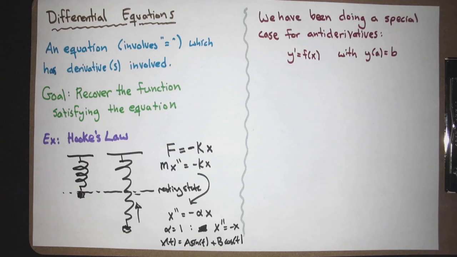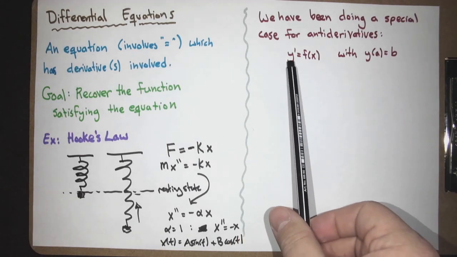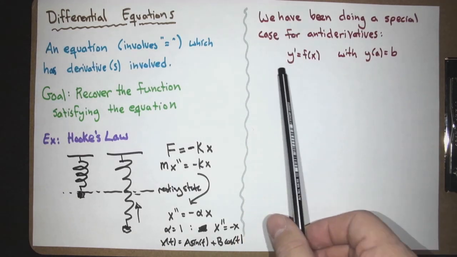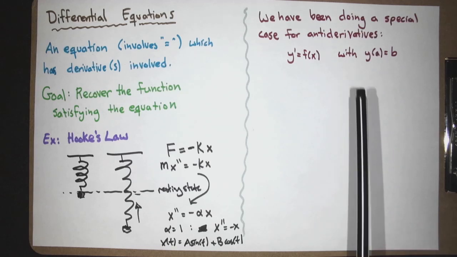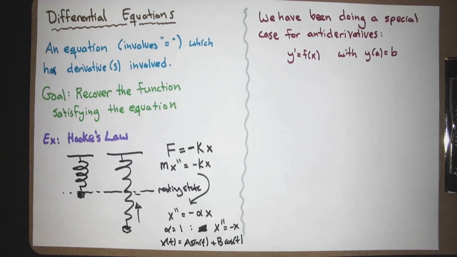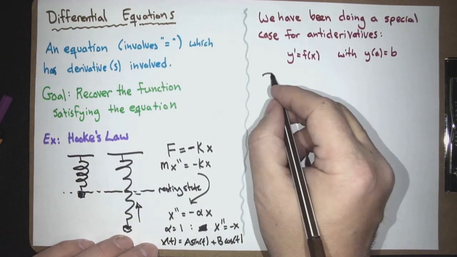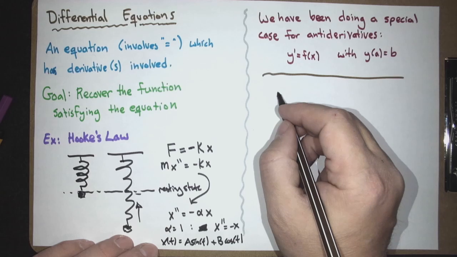Now, we have done a really special case for a differential equation, namely antiderivative. So that's this side over here. So you see a y prime equals f of x. There's a derivative, there's an equation, and we have an initial condition. So we could just make up a problem. Does anyone have a favorite antiderivative problem they'd like to solve? If not, I'll just write one.